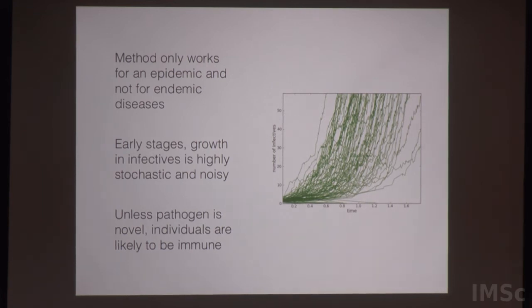So this method works only for an epidemic and not for endemic cases. In early stages, the growth in infectious is highly stochastic and noisy, as you have seen there. And the other point is, unless it is a completely novel pathogen, people are likely to have some existing immunity, in which case you must estimate S naught as well. How many people in the population already have immunity? So what is the actual susceptible population? And that is much harder to estimate.